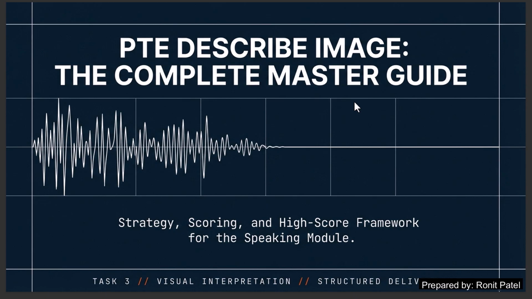This session is not ordinary teaching. It is a complete mastery framework designed to move you from confusion to controlled high score performance. By the end of this lecture, you will know exactly how the AI scores you, exactly what to say in 40 seconds, exactly which details to ignore, and exactly how to avoid zero score silence. So stay fully focused because today we are not just learning describe image, we are engineering your speaking score.